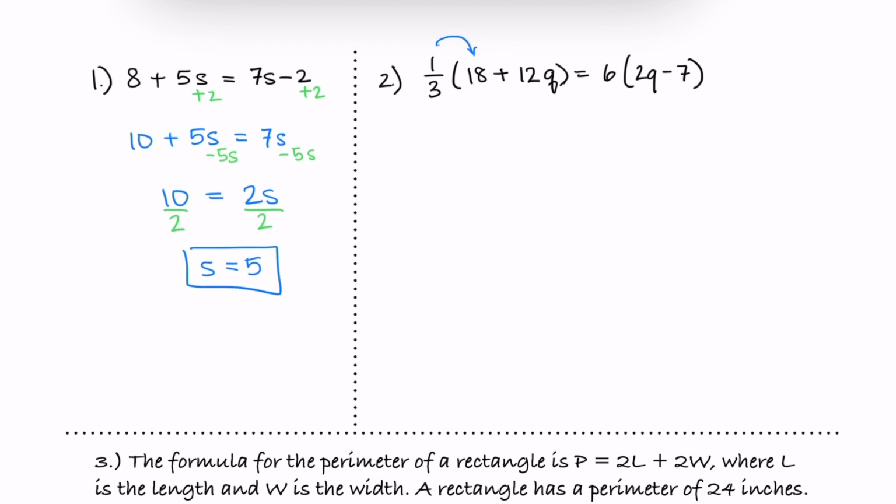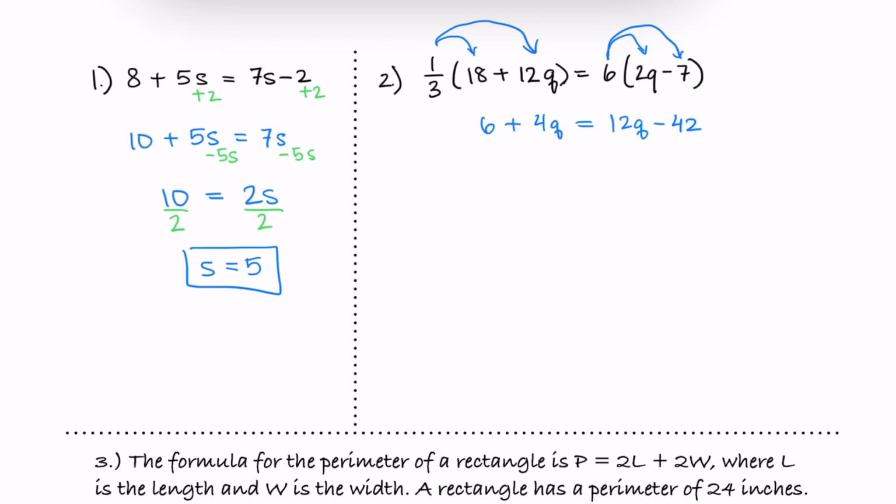There, that's better. And the 6. So 1/3 multiplied out to 18 plus 12q will give you 6 plus 4q. And 6 times 2q is 12q, and 6 times minus 7 is minus 42.